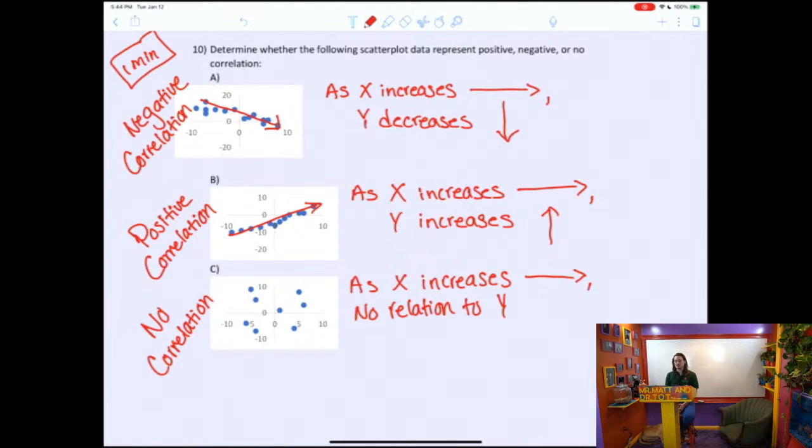For 10c, there's really no strict relationship between x and y, as we can see, because we can't really generally draw any type of trend line here, neither upwards nor downwards, so this represents no correlation.